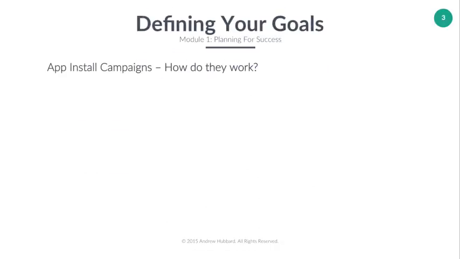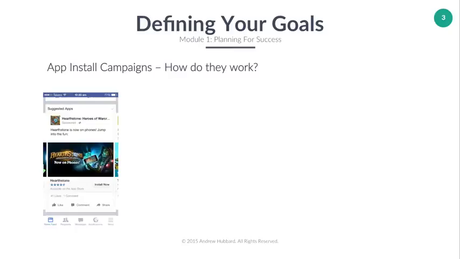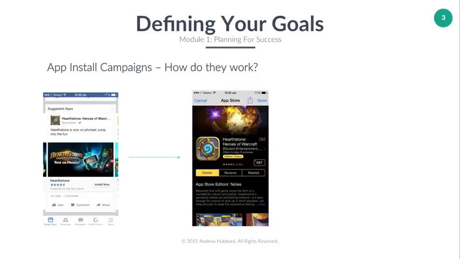So before we move on, let's have a look at a couple of examples and we'll see exactly how an app install campaign works and exactly how an app engagement campaign works. So let's start with an app install campaign. How do they work? On the left here we can see the Facebook news feed and an ad for an app just there. If a user sees that and they click the install now button, that's the first step.